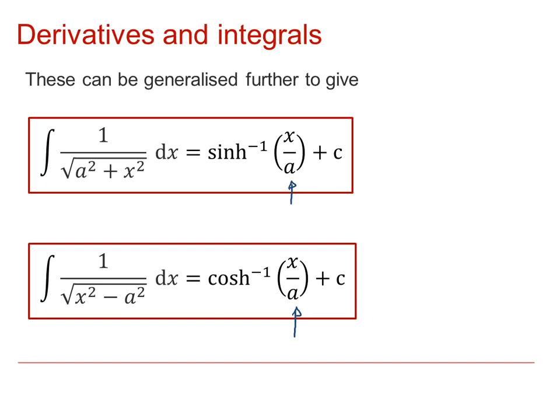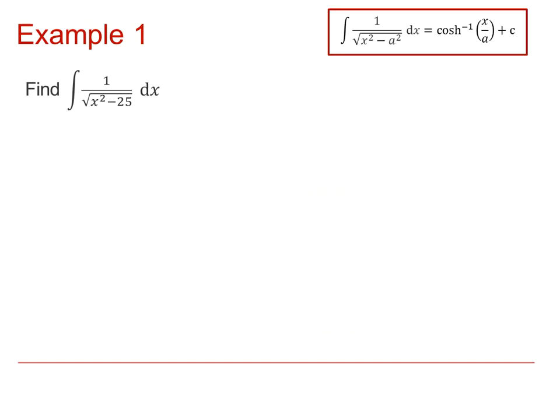So now I just want to look at a couple of examples of how these are used to do some actual integrations. For example, if we've got the integral of 1 over root x squared minus 25, this is straightforward because you can recognize that we have the standard form where a is equal to 5 for cosh inverse. So it's just a matter of comparing with this formula to show that this must be equal to cosh inverse of x over 5 plus a constant.